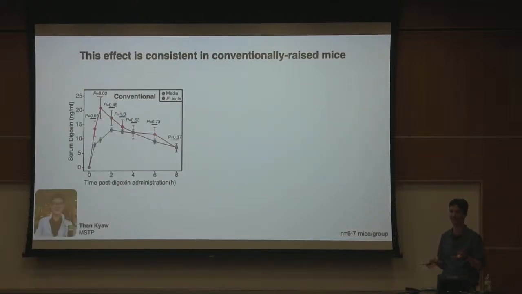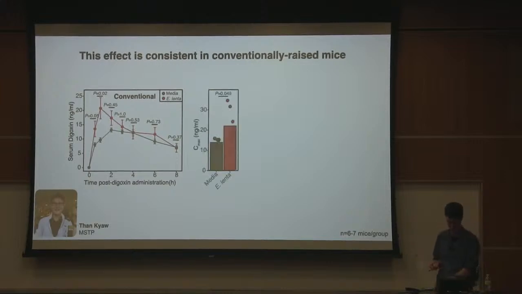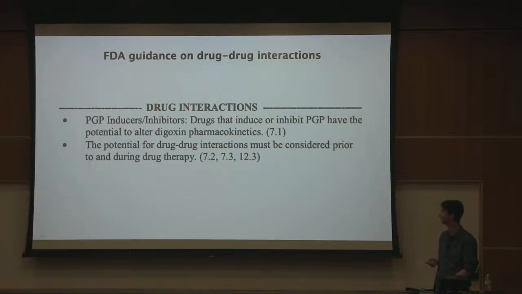We went on to show that this is also true in regular mice that have a complex gut microbiota. This was an experiment led by Than Kha, an MD-PhD student in the lab. Here we repeatedly administer Eggerthella lenta to conventionally raised mice. And you can see again, adding Eggerthella lenta significantly increases the amount of drug in circulation relative to the control group, and that's true by these same parameters.